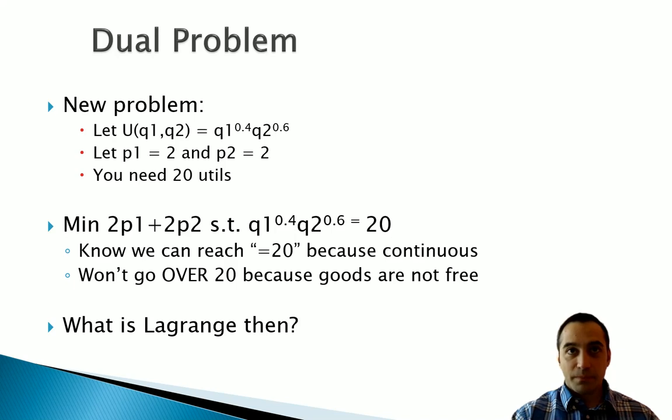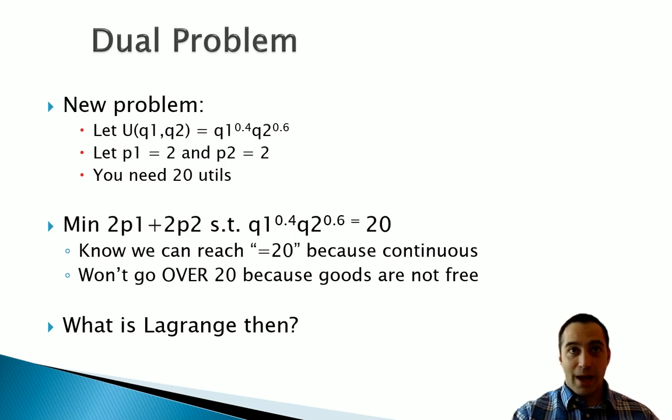First off, do we know that there are values of Q1 and Q2 that do equal 20, that we're not going to jump over it on our way? Yes, we know that because these are continuous functions. We can dial Q1 and Q2 continuously until we hit exactly 20.